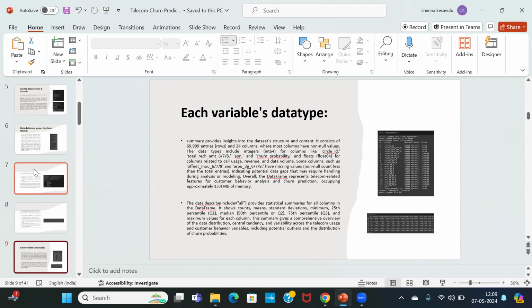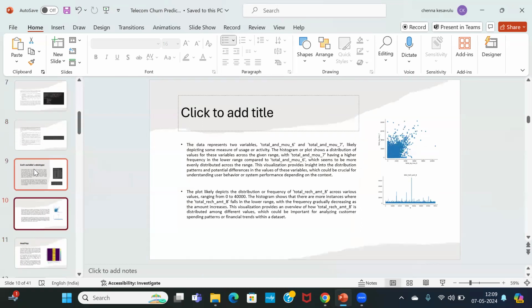The data frame that you have mentioned over here shows approximately 13.4 MB of memory representing telecom related features for customer behavior analysis and also for churn prediction. The statistical summary presented here provides insights into data distribution, central tendency, variability, and churn probability distribution. The next slide also shows the data types.